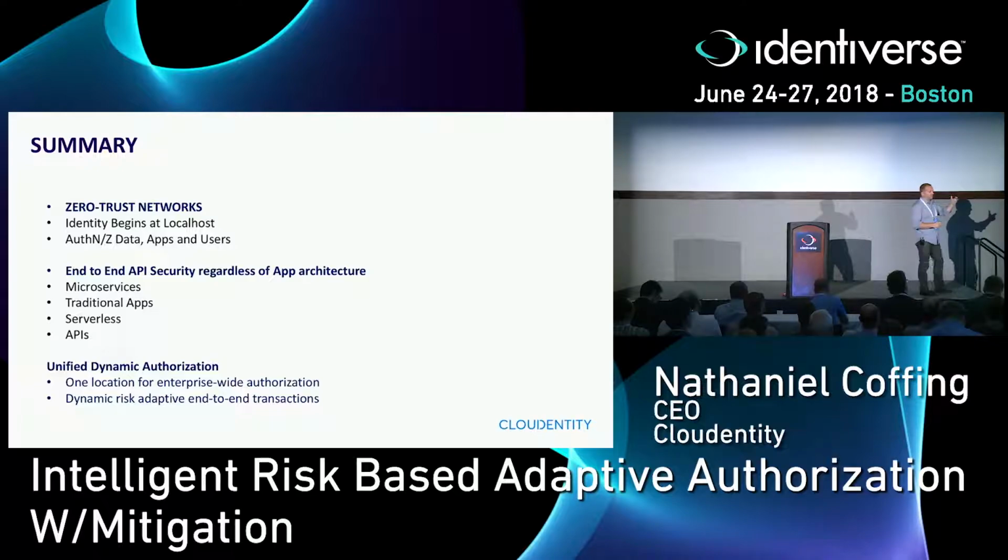We've got to support, first of all, I think personally, we need to get in front of the developers first and then backport it to legacy apps. Because if we continue to let them run free, we're never going to be able to get ahead of the curve. And then build unified dynamic authorization, so one location for everything in an enterprise or across multi-clouds. And obviously, continuing that dynamic risk that's adaptive for end-to-end transactions.